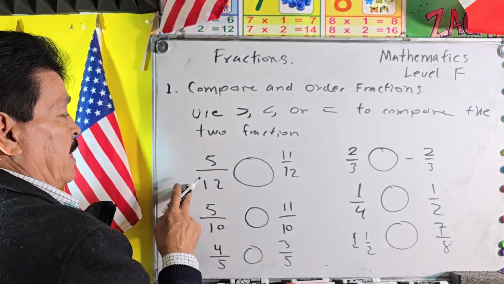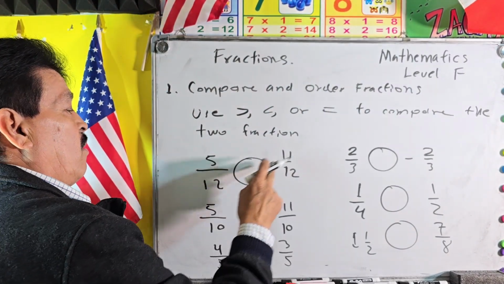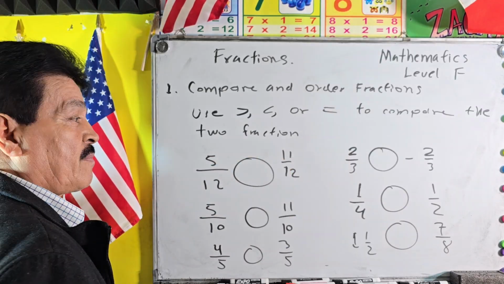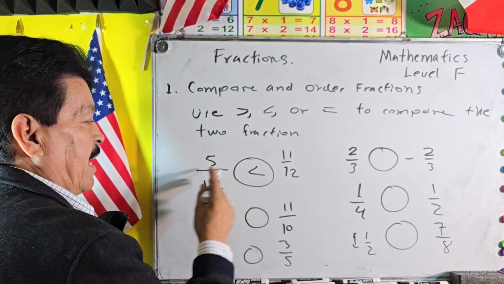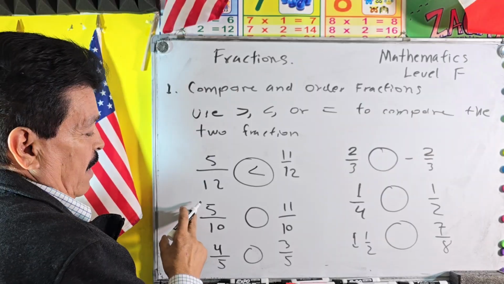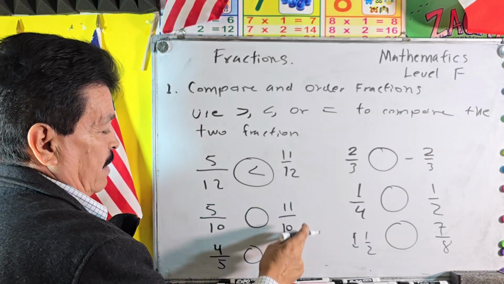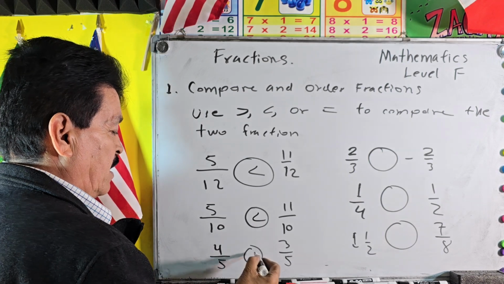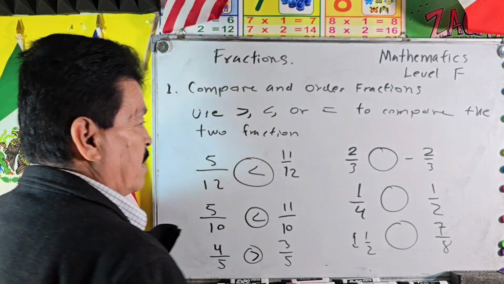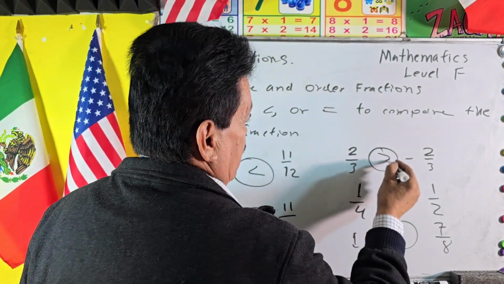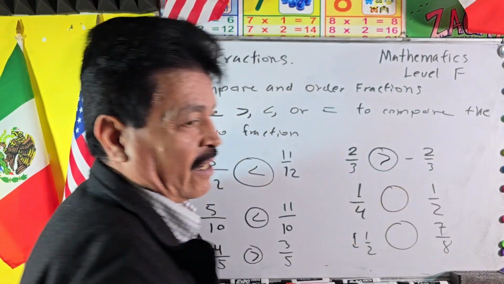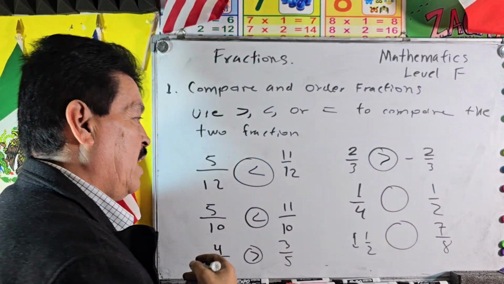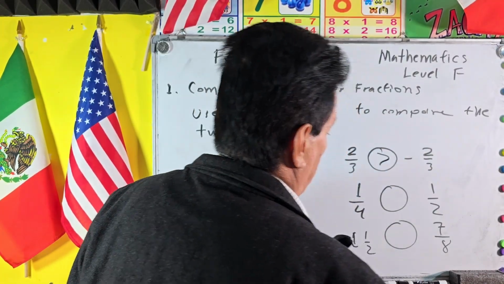All right, we have those two problems right here. We have to compare. Which is greater, 5/12 or 11/12? Of course, this is less. This is greater: 5/10 with 11/10. 5/10 is less. 4/5 is greater than 3/5. 2/3, of course, is greater than this negative. All negative numbers are to the left, positive to the right.